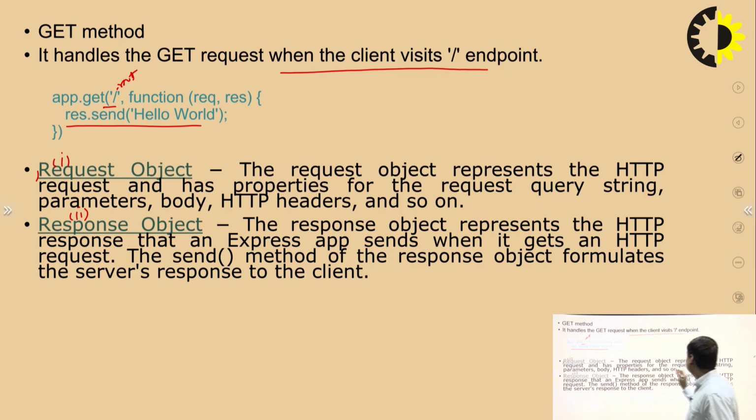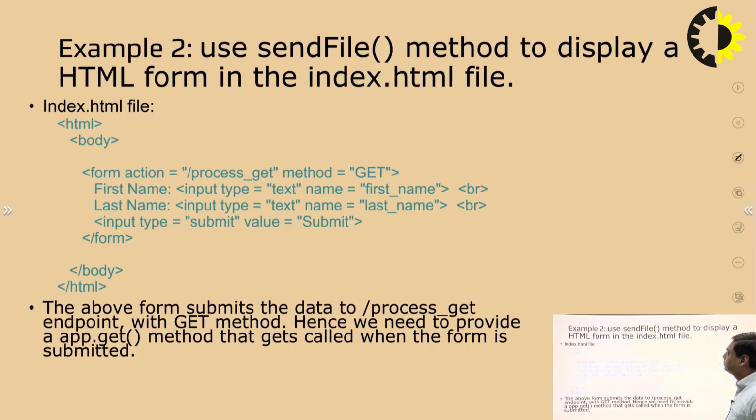Now, the request object represents the HTTP request and has properties for the request query string, body, and HTTP header. The response object represents the HTTP response that the Express app sends when it gets an HTTP request. So in summary, your request object is for getting the request, and the response object is for sending the response back from the web server. Now look at example 2.